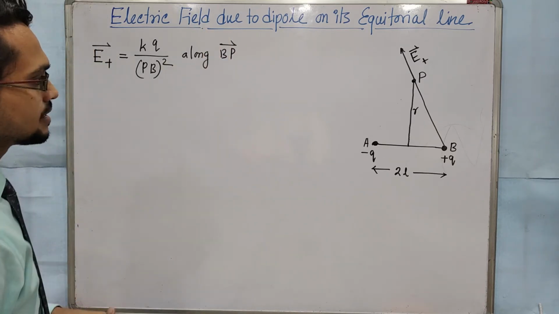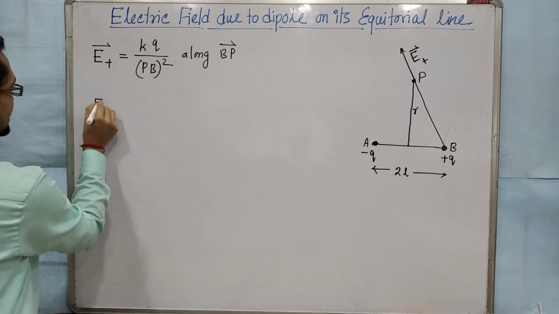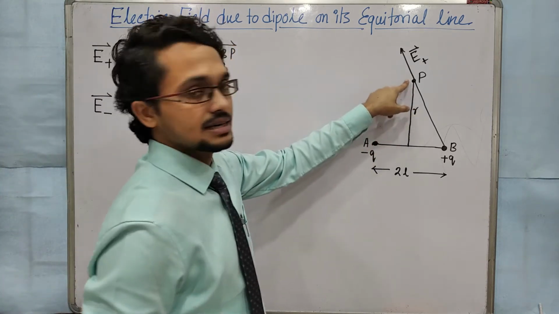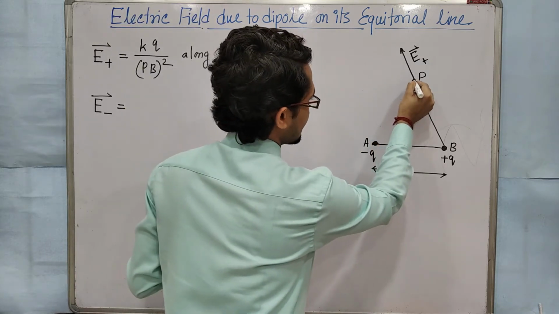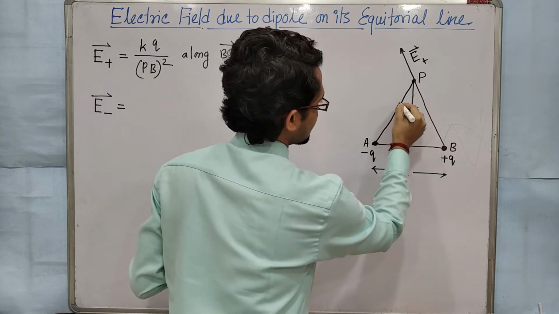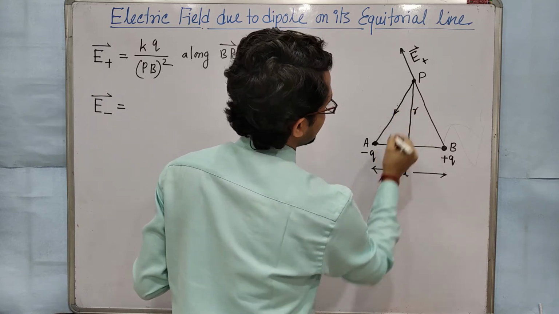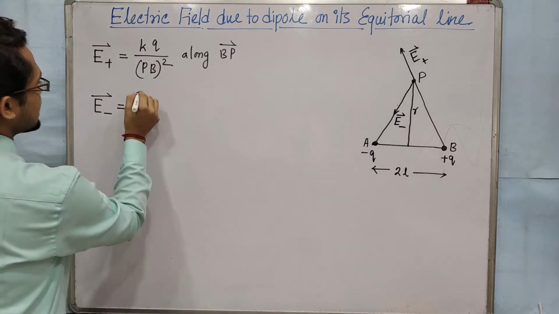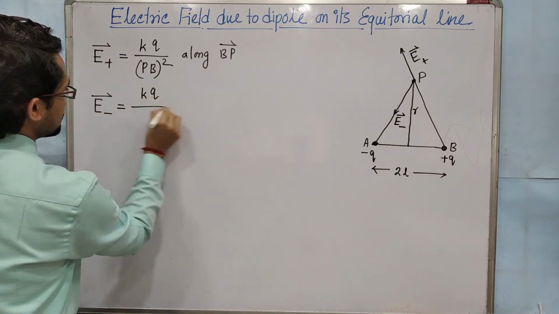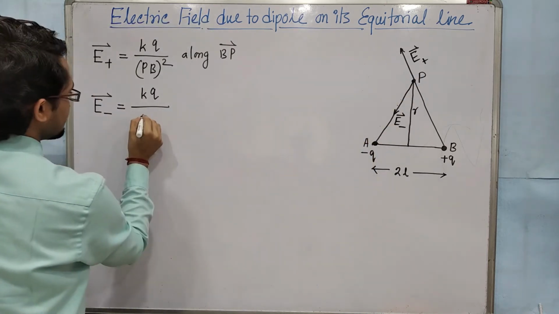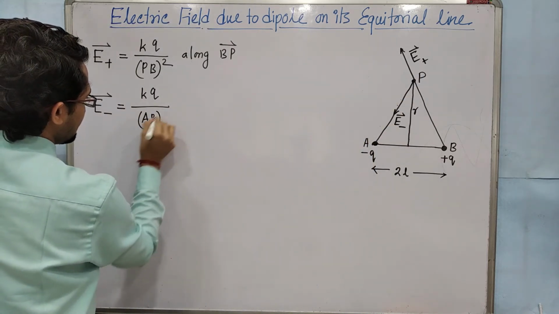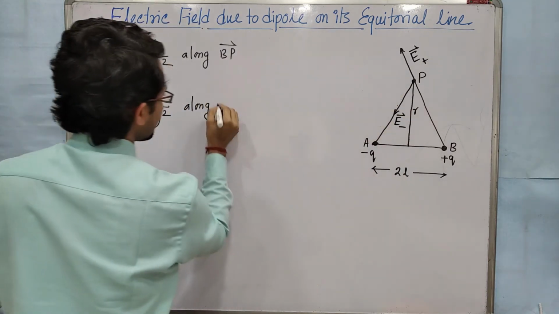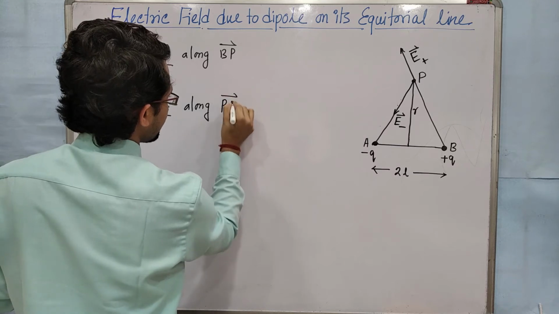Next, due to minus q, the electric field intensity at point P will act in this direction. I am taking it as E minus. So E minus will be kq by AP square, along the direction PA.